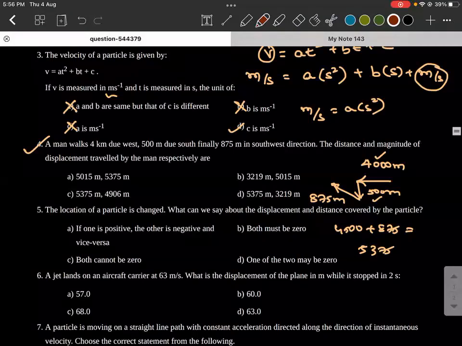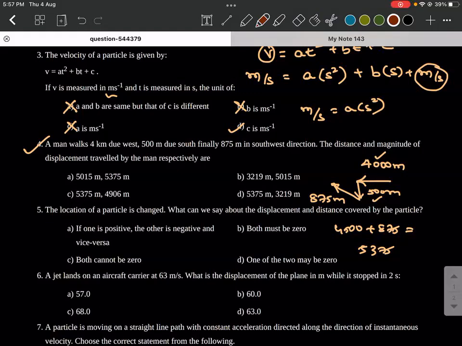So answer by now you can guess it. At least what would be the answer? What would be the answer? At least guess. Sir, C, sir. 906. Why C? You tell me the logic.